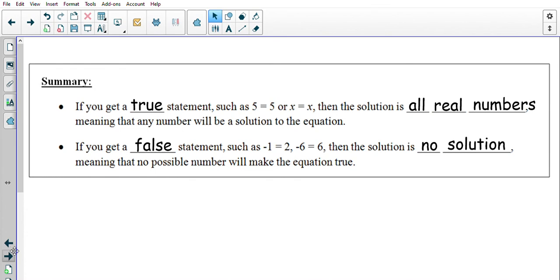Not many equations will have either all real numbers or no solution as the answer. So if you get like every question being all real numbers or no solution, something probably isn't right. You might be overthinking it. So just realize that most questions are going to have a solution and not either an infinite number or no solution at all.